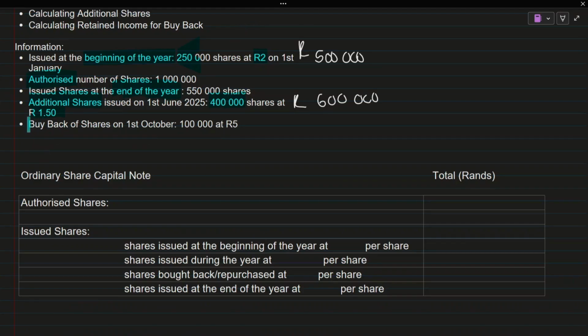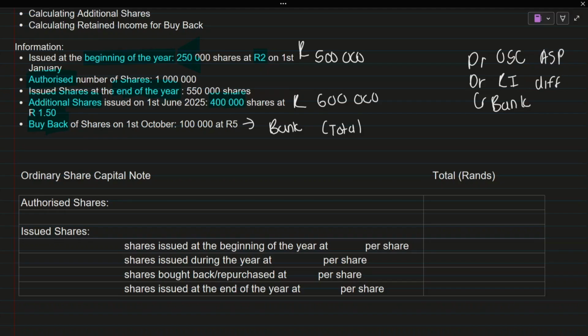Keep in mind, as I said in the previous video, this is your bank amount. When we are working with buyback, we debit ordinary share capital, debit retained income, and credit bank. This is my bank amount. Unless they specifically say that this buyback is for ordinary share capital, we always assume it's the bank amount because it's our total. That is what we paid in total. I still need to find the difference. I need to find the ASP and I need to find the total. They've given me the total already, so the total that I've paid is 500,000. All right, but is that 500,000 going to go into my ordinary share capital note? No, we need to find the ASP. All right, let's start filling it in.